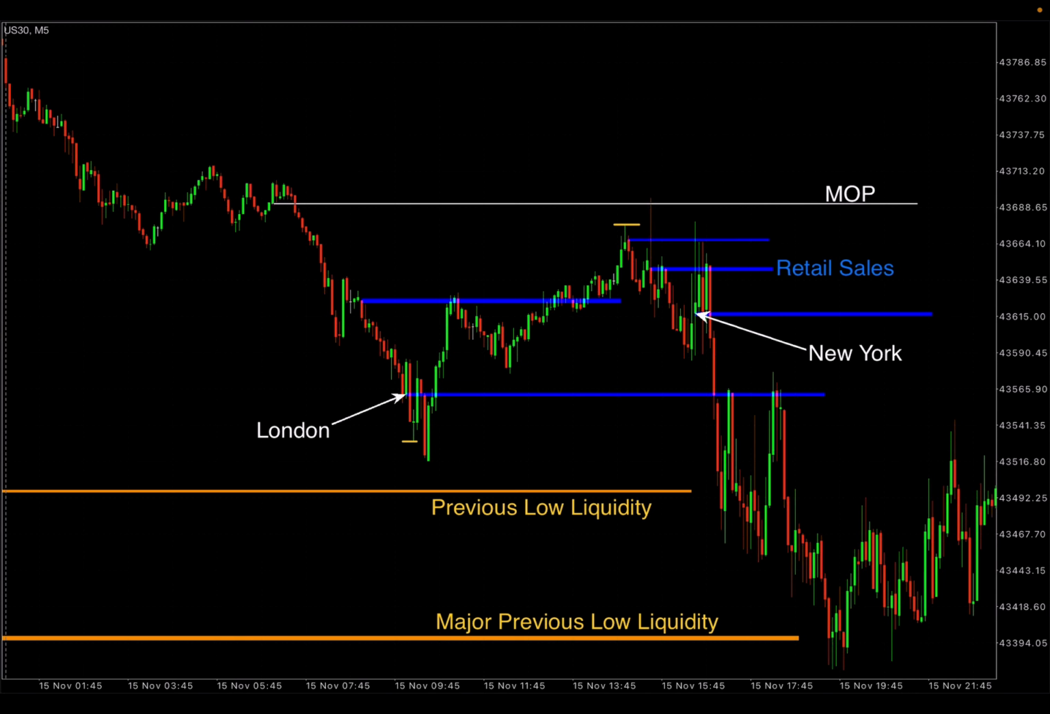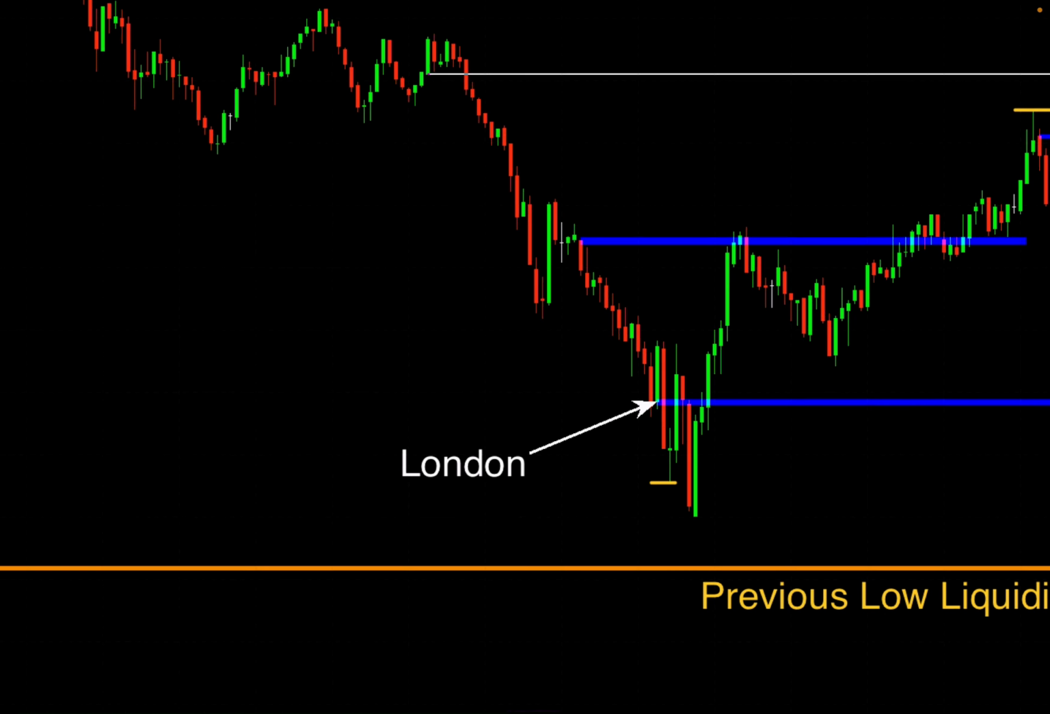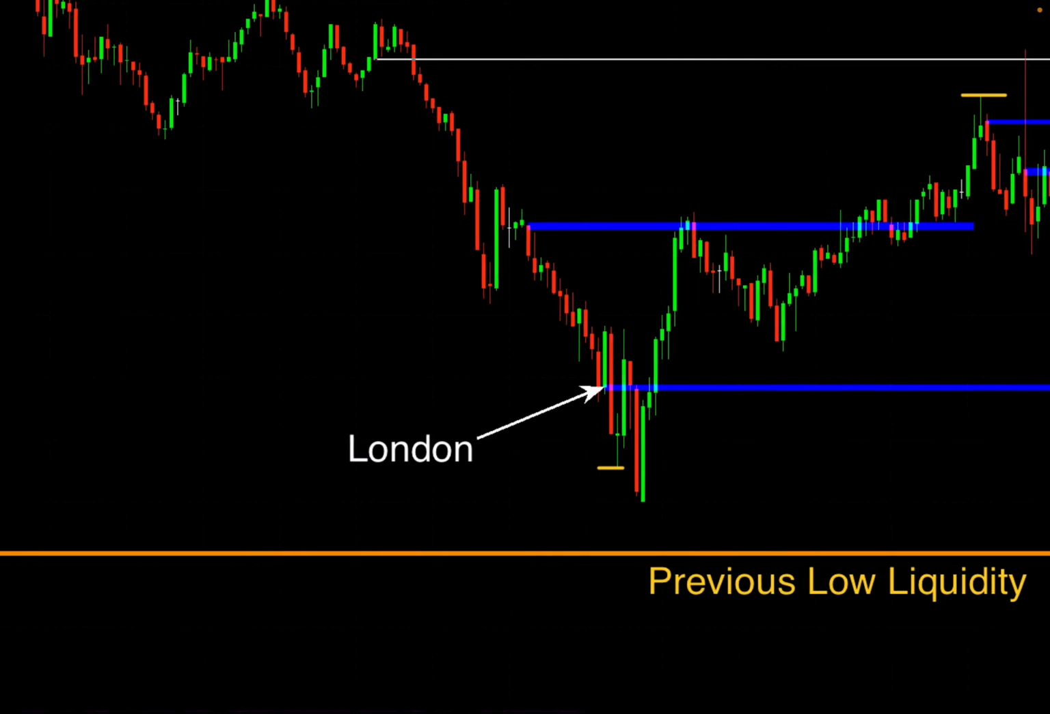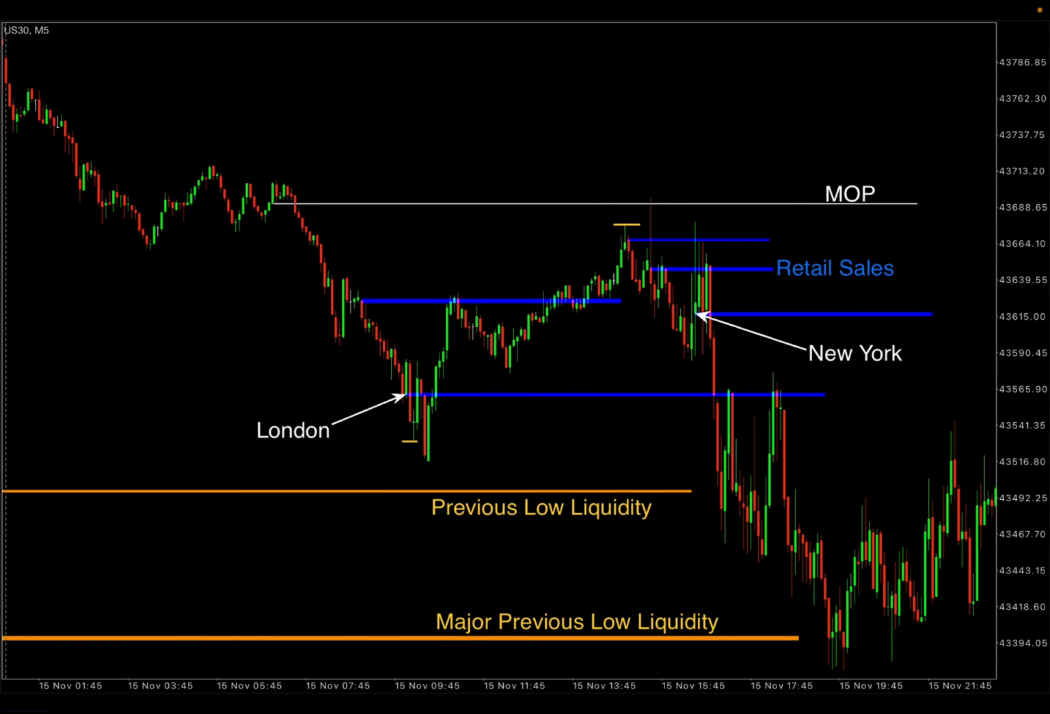15th of November. You would have had a clear buy bias here because you had the MOP, which is the white line, pushed down. Pre-London, which is the blue line, that pushed down. And then you had the London opening. So what you'd be looking for is a reversal back up to at least the pre-London level. You got that move, and then we go sideways a bit. So there's only one buy trade in that setup.